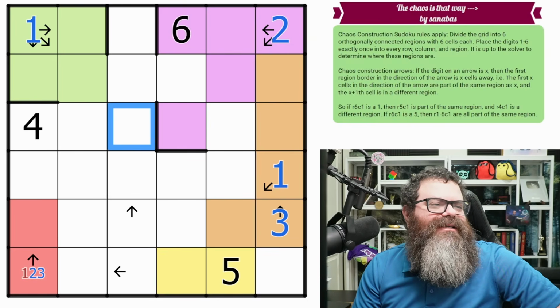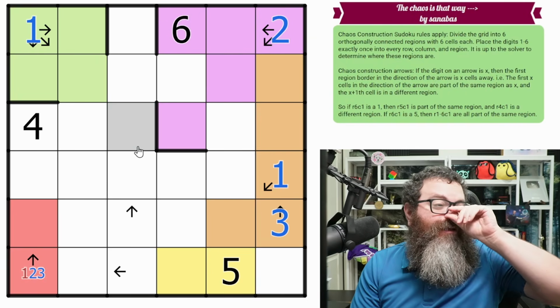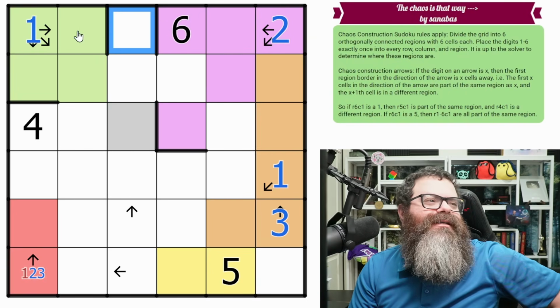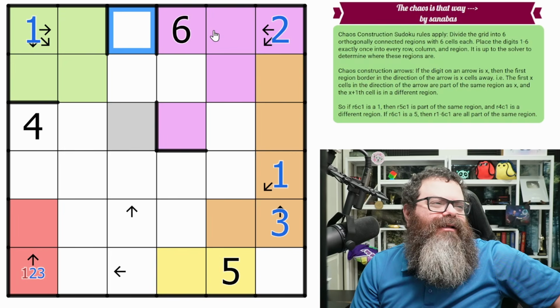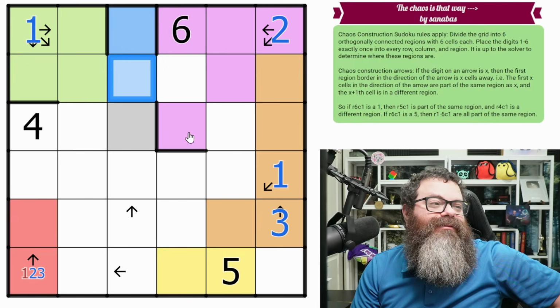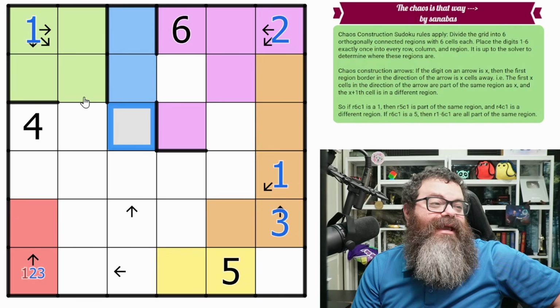And whatever this is, I'm going to use gray again just to represent that this cell here is not green. Interestingly, this cell here isn't green or purple. And so it's got to be the blue region because it can't reach anything else. And so it's got to get out, which means that that is not green. And so that means gray isn't green. And blue has to continue getting out.